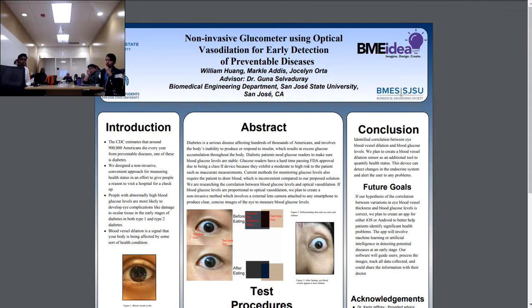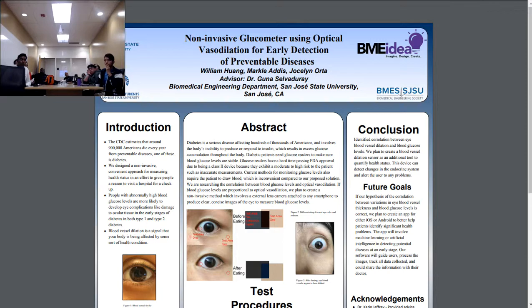Conclusion. So we've identified that there is a correlation, a proportional relationship between eye redness and blood glucose levels. And we plan to create a blood dilation sensor that better improves the health of diabetic patients. And future goals.